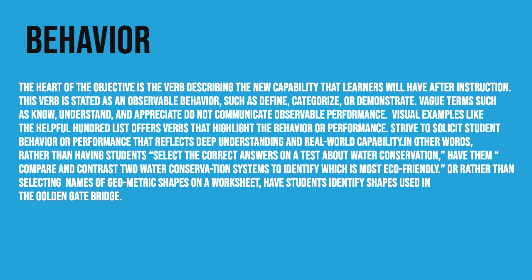In other words, rather than having students select the correct answers on a test about water conservation, have them compare and contrast two water conservation systems to identify which is most eco-friendly. Or rather than selecting names of geometric shapes on a worksheet, have students identify shapes used in the Golden Gate Bridge.